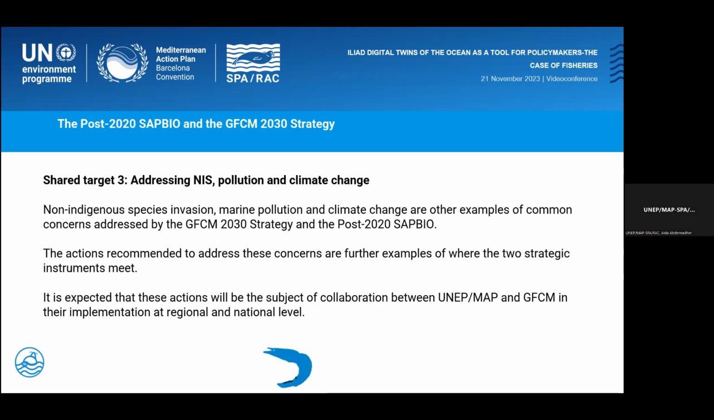Shared target 3 is addressing NIS, pollution, and climate change. NIS invasion, marine pollution, and climate change are other examples of common concern addressed by the two strategies. It is expected that this action will be the subject of collaboration between UNEP MAP and GFCM in their implementation at regional and national level.